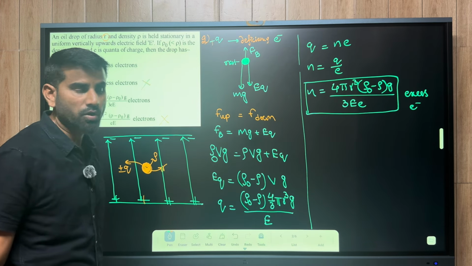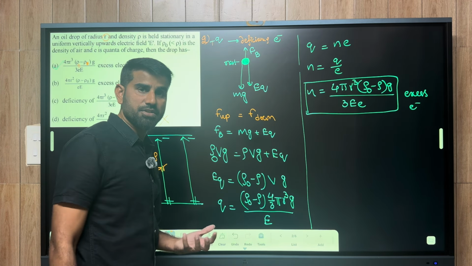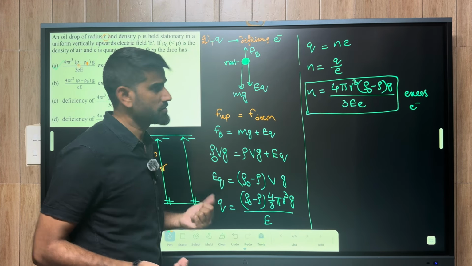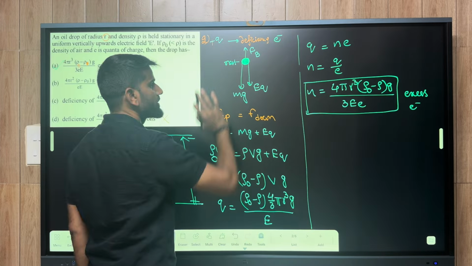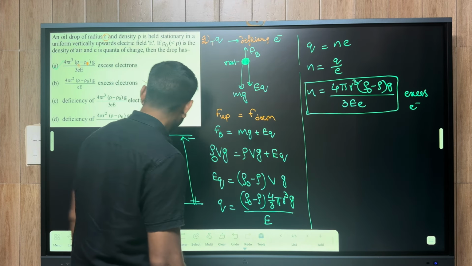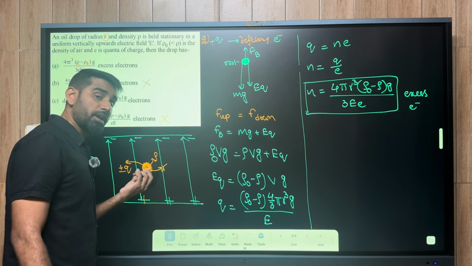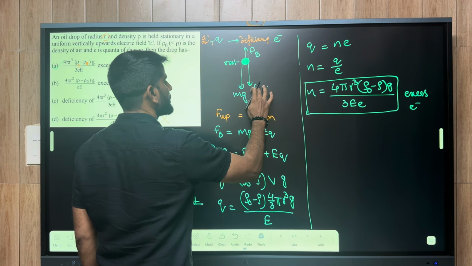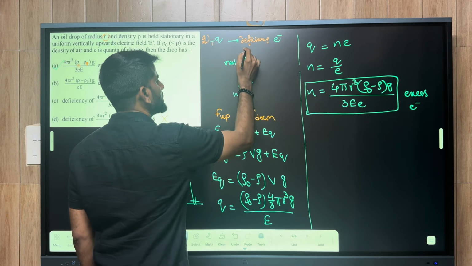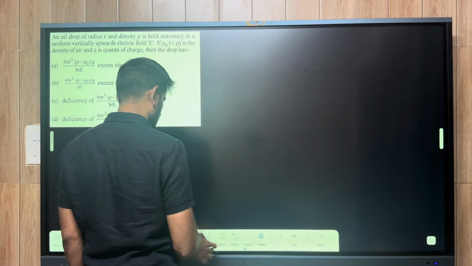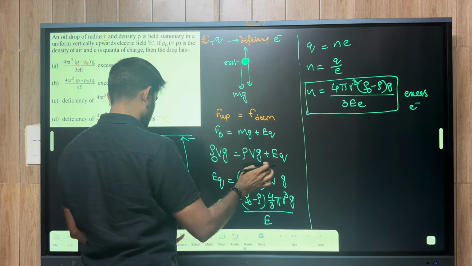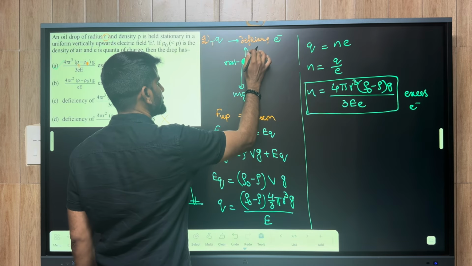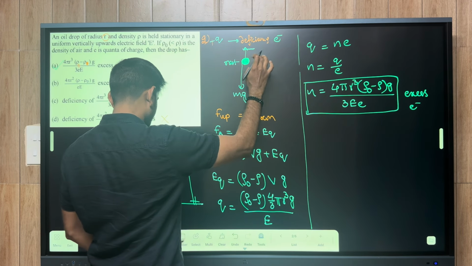Deficiency of electrons. Okay. Now if the electrons are deficient in the oil drop, then the oil drop will have positive charge. That is clear. However, this is still at rest. Now as this oil drop is positively charged, it will experience the force in the direction of the field. So what happens? This electric field will cause the force in the direction of the field.